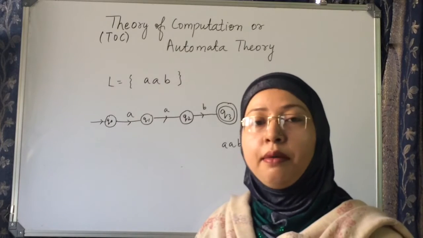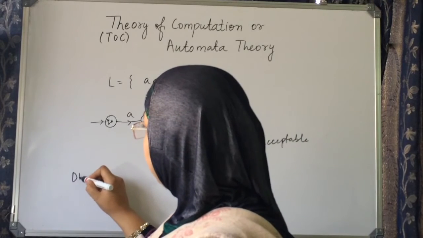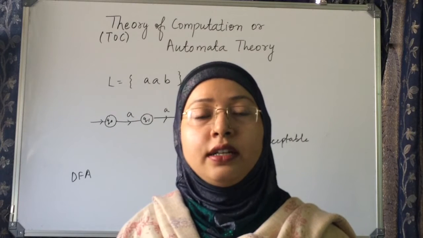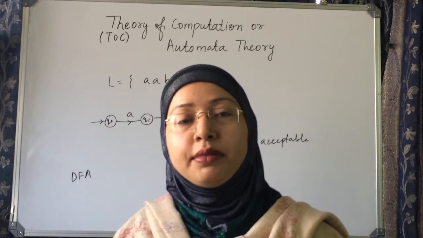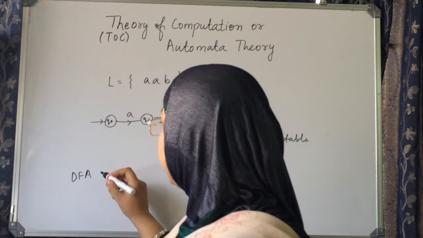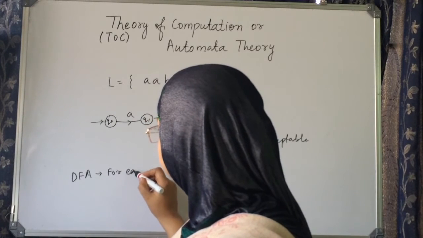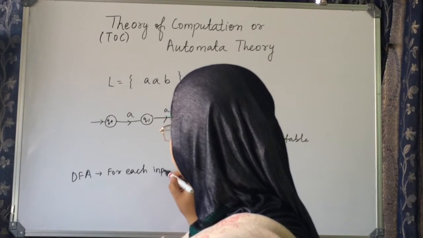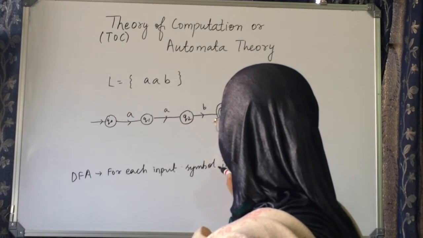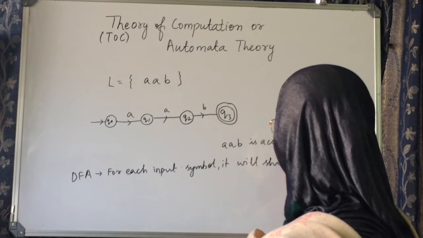But this is not a DFA. There are two kinds of FA, finite automata: one is deterministic finite automata, another is non-deterministic finite automata. We will discuss DFA first. DFA says that for each input symbol, it will show its transition.